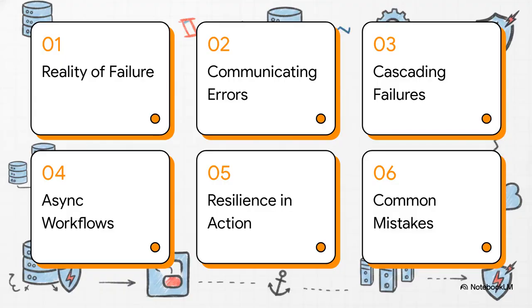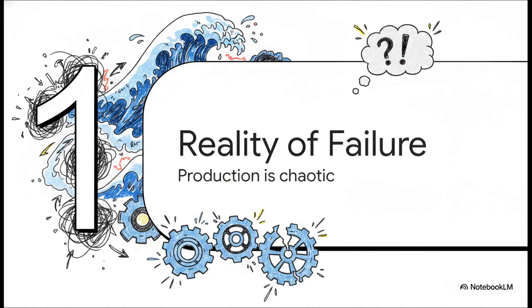In today's explainer, we're covering: 1. The reality of failure. 2. Communicating errors effectively. 3. Stopping cascading failures. 4. Safe asynchronous workflows. 5. Resilience in action. And 6. Avoiding common mistakes.